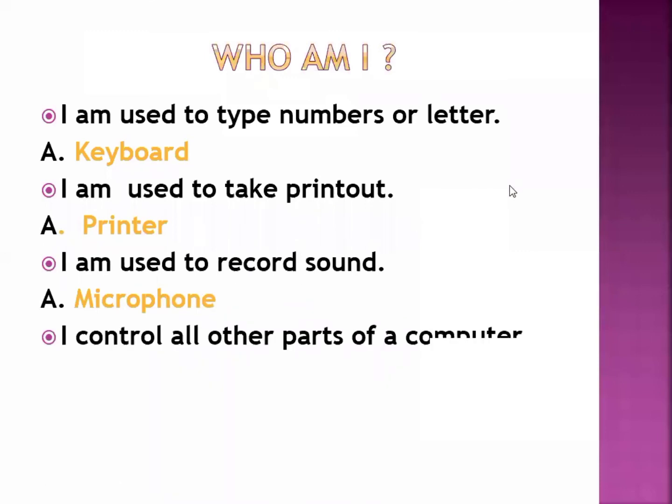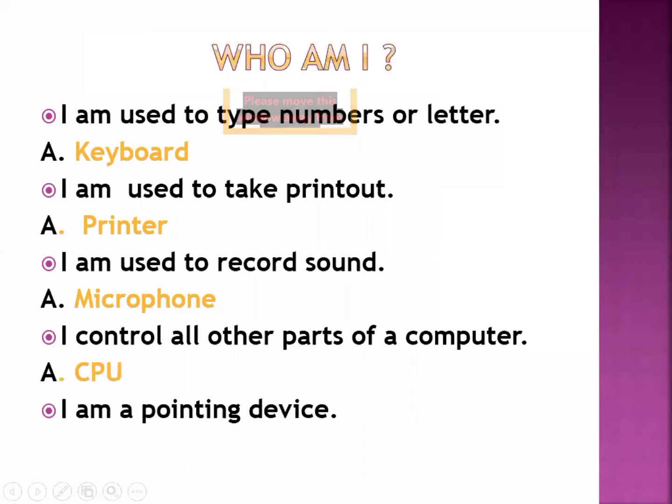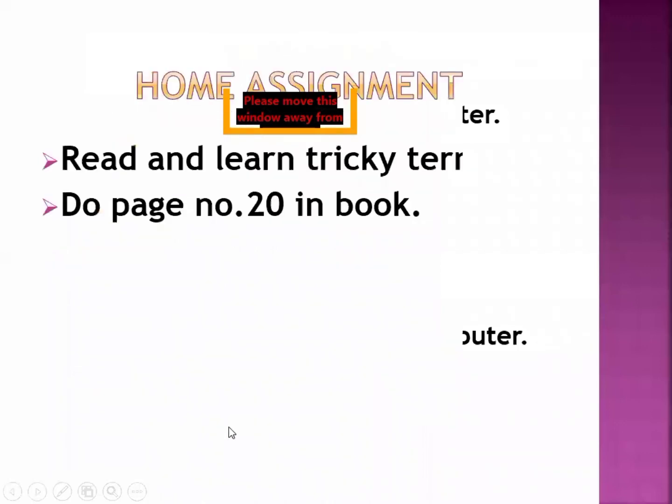I control all other parts of a computer. Which part controls all other parts of computer? Yes, Inaya, your answer is right. CPU controls all other parts of computer. I am a pointing device. Which device is called a pointing device? Inaya, your answer is right. Rumasa, your answer is also right. Mouse is a pointing device.